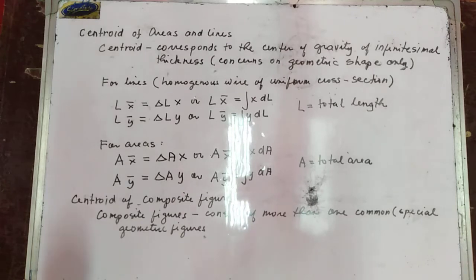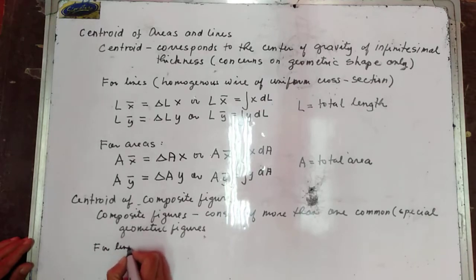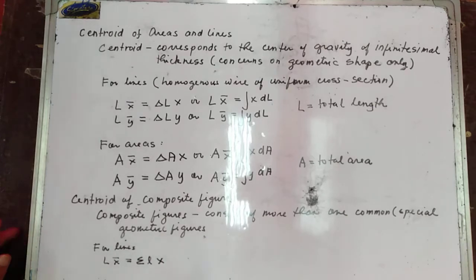Whereas for areas, we have square, rectangle, triangle, circle, and so on. So how are we going to determine the centroid of composite figures? We start with lines. For lines, L bar X is equal to the summation of l multiplied by x, where the small l is the length of one geometric figure. That's why we have summation, because composite figures consist of more than one spatial or common geometric figures.